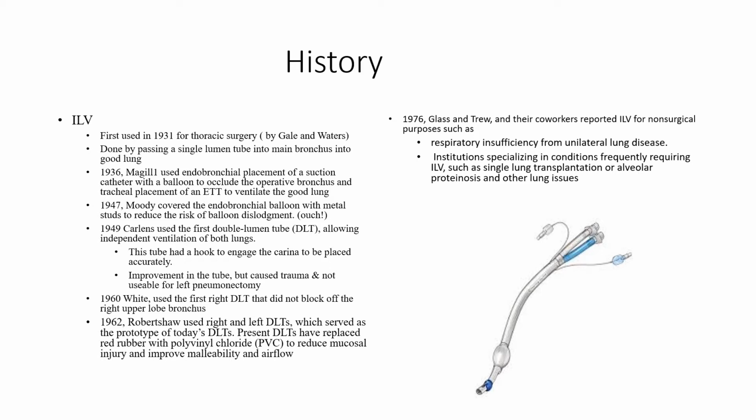So a little bit of history of it. It was first used in 1931 for thoracic surgery by Gale and Waters. It was done by passing a single lumen tube into the main bronchus into the good lung. In 1936, McGill used endobronchial placement of a suction catheter with a balloon to occlude the operative bronchus, and tracheal placement of an ET tube to ventilate the good lung.